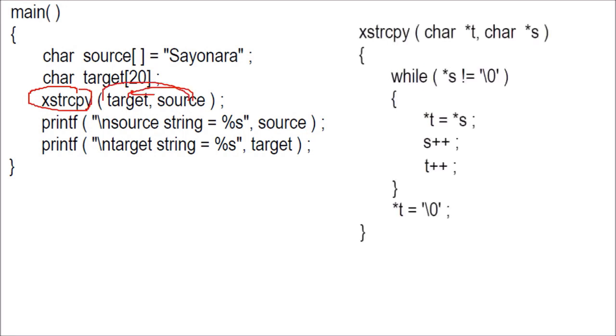This is our function. We are passing the source and target. This is source, this is target. Until the source reaches \0, what we are doing here is taking a single value, transferring it into t, and incrementing both.